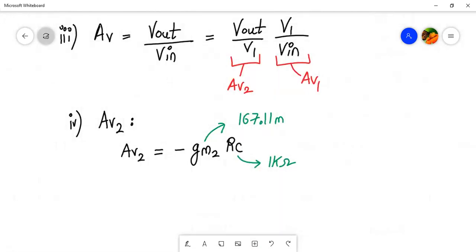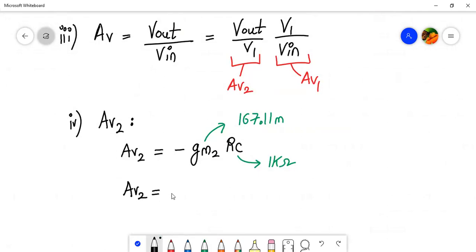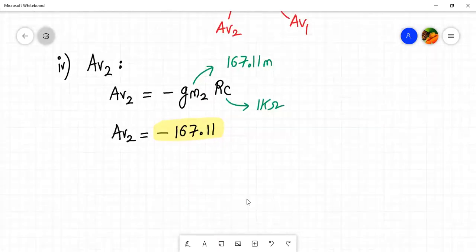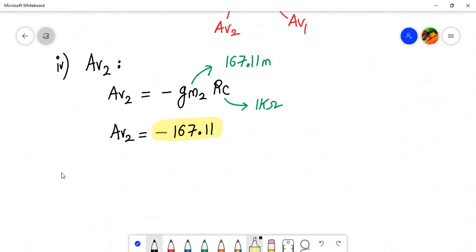So the voltage gain over here, AV2, will be equal to minus 167.11. So the voltage gain for the second stage, which is a BJT, will be greater than 100. Here it is showing that. And next, we will calculate the gain of the first stage.